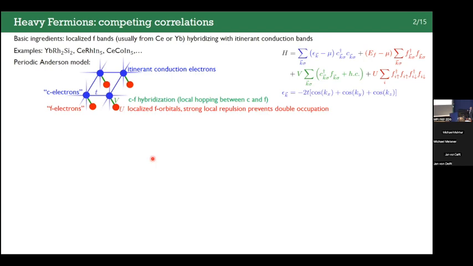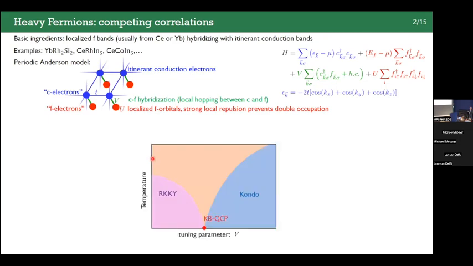And you have localized f electrons on every lattice site, which have a strong Coulomb interaction. They don't move from f site to f site, but they do hybridize with the c electrons. And this hybridization gives rise to correlations between the delocalized and the localized electrons. And that's the model that our work has been based on. And then you generically get a phase diagram of this type as a function of a tuning parameter V, the hybridization between the f and the c electrons.